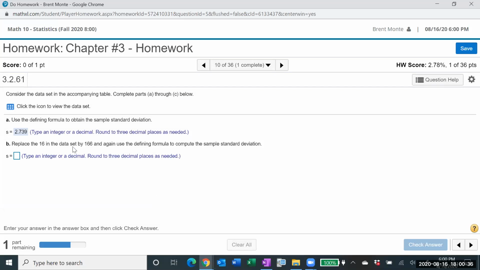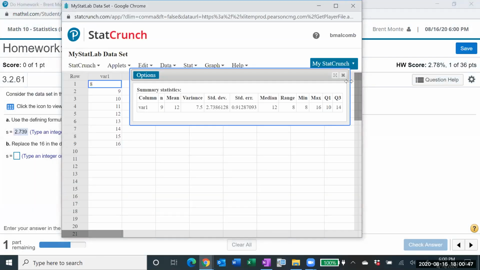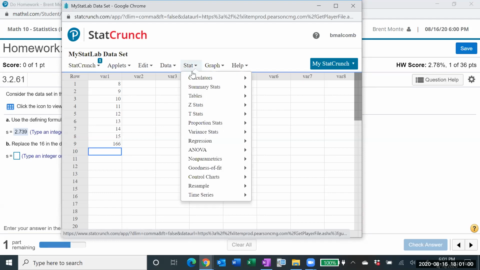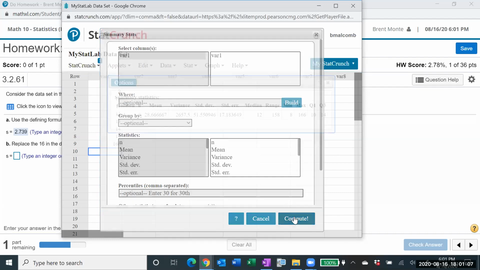Now it says replace the 16 by a 166. Oh, good heavens. Here's what we need to do. Replace the 16 by 166. All right, let's try it out. So I go back here. Let's close this down. They want this 16 to be a 166. All right, let's try it again. Stat, summary stats, columns. Variable 1, let's go ahead and just compute it.